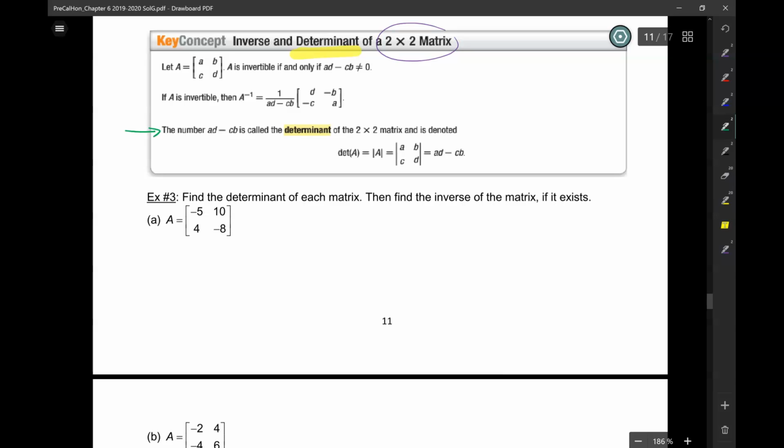So if you have a matrix A, the determinant of A, this is how the notation looks. Or you could do the bars around A, that means determinant. Or you can put the matrix in the bars, and it also means determinant of the matrix. How do you find the determinant? You multiply the main diagonal minus the other diagonal.